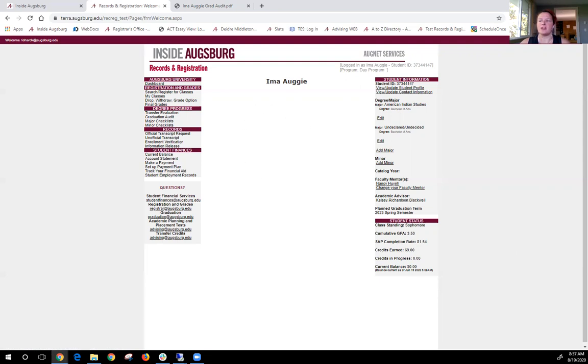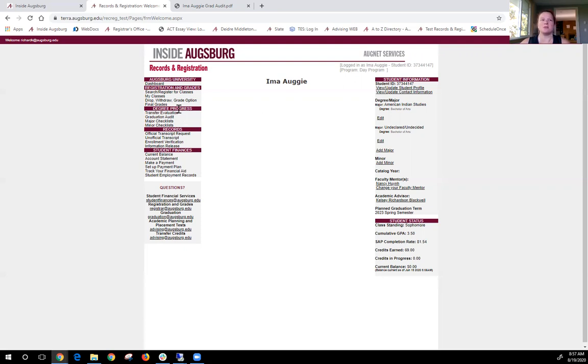Here in the middle of the page, you will be able to see any holds that you have on your account. Holds prevent you from registering. Each semester, you'll want to have your holds removed so you're able to register as soon as your registration window opens. Each hold placed on your account will explain what the hold is and who you need to contact to have it removed. For example, everyone gets a faculty mentor hold every term that requires that you meet with your faculty mentor to plan for your next semester of classes.